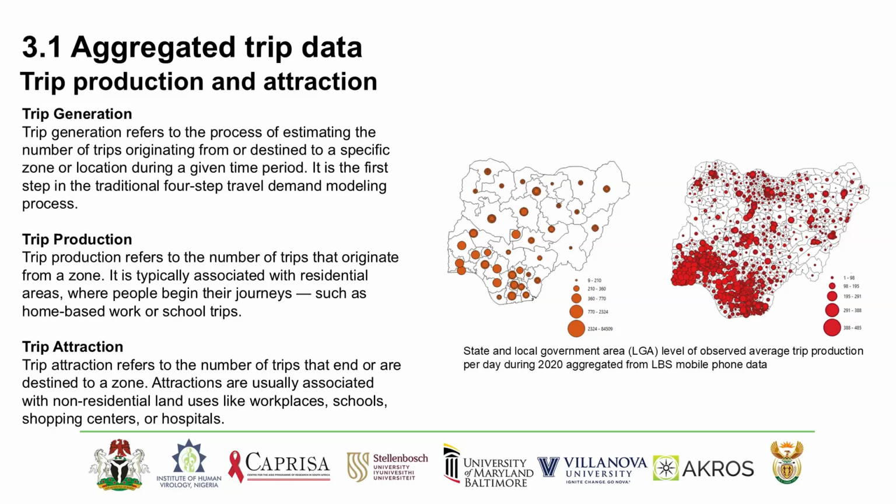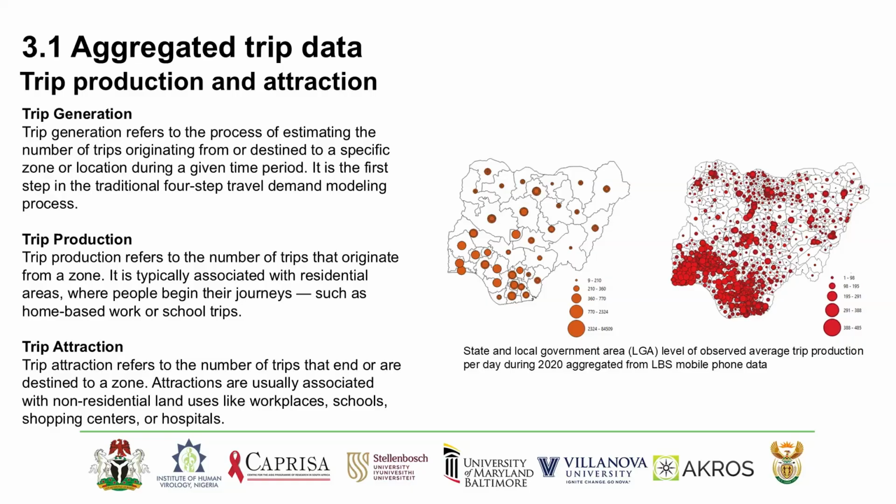This is the first step in the classic four-step travel demand modeling process. More specifically, trip production counts how many trips begin in a zone, usually from residential areas where people live and start their day. In contrast, trip attraction counts how many trips end in a zone, typically places like workplaces, schools, or commercial centers. The maps here show trip production across Nigeria in 2020 based on mobile phone location data.